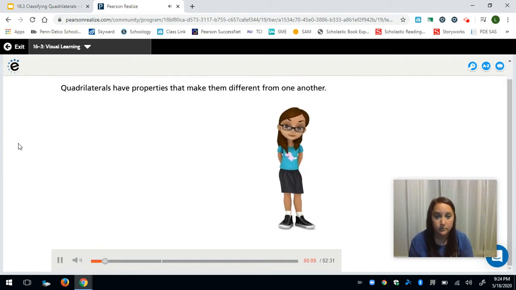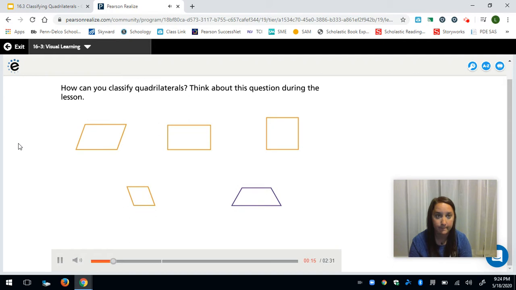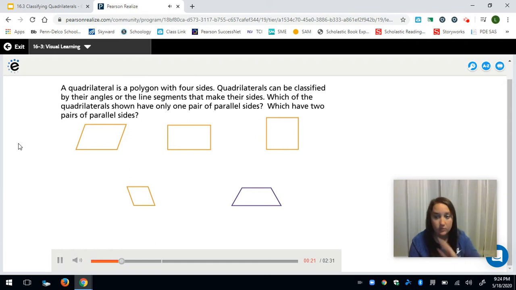Quadrilaterals have properties that make them different from one another. How can you classify quadrilaterals? Think about this question during the lesson. A quadrilateral is a polygon with 4 sides. Quadrilaterals can be classified by their angles or the line segments that make their sides. Which of the quadrilaterals shown have only 1 pair of parallel sides? Which have 2 pairs of parallel sides?